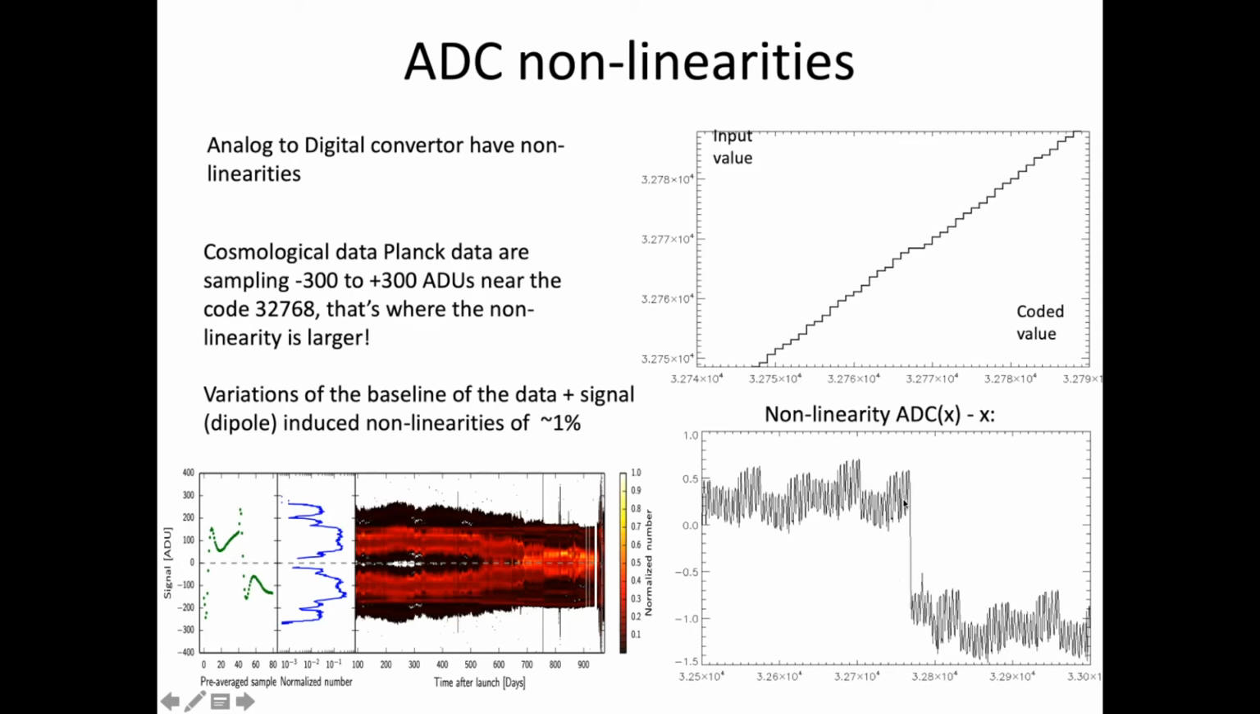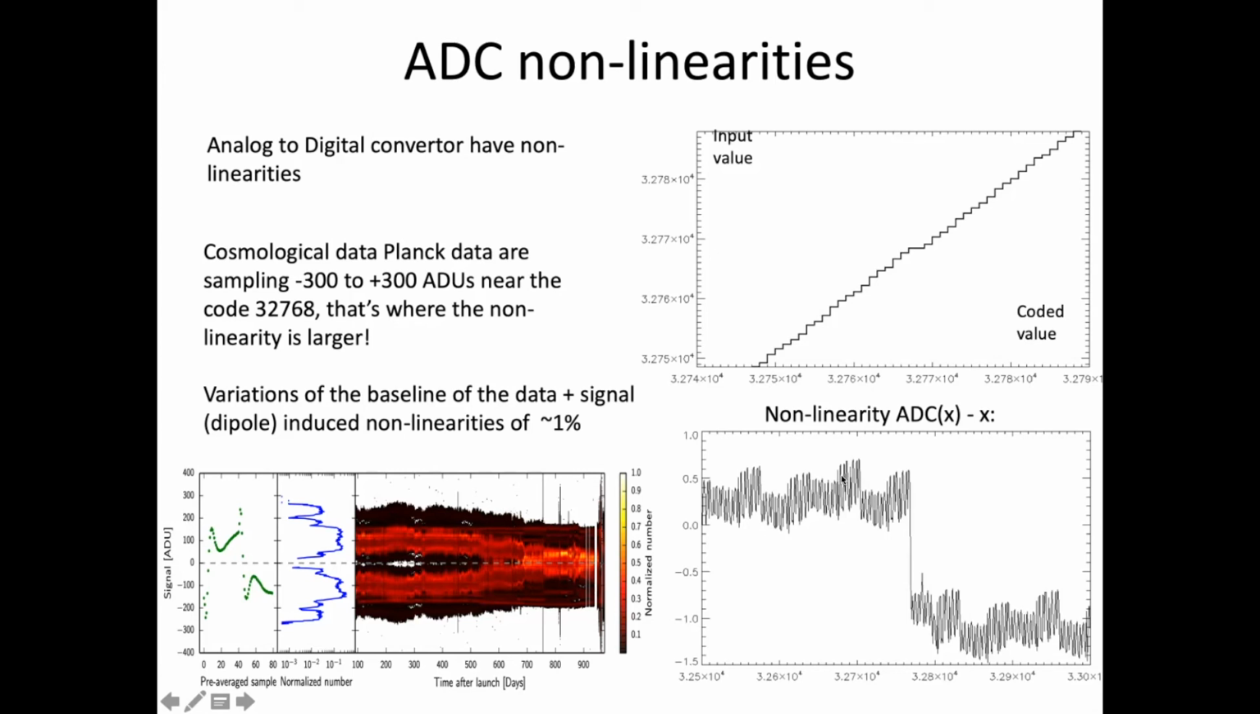You see here this big gap at the center. Basically, when you are here, you are missing one sample. So if you have a value which is coded around here, you code the two values, the two ADUs here, as the same value at the end. Because the data are moving a lot along the mission, you sample different points of this ADC. You can see an illustration here of how the fast data are distributed along the mission, in ADU.